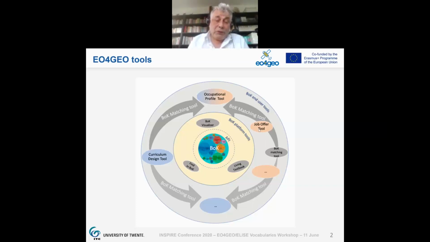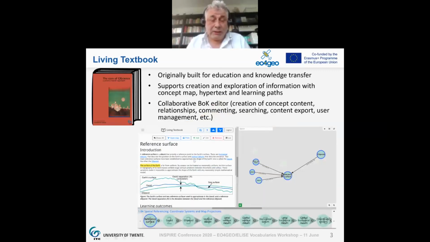And we think that in the future, we should work further to better link these vocabularies with what is being developed under EO4GEO, so the body of knowledge that is in preparation. So to use or reuse the concepts there and also skills requirements which are being defined there. And with that, I want to end my presentation, and I'm very open to questions from you in the chat. Thank you.